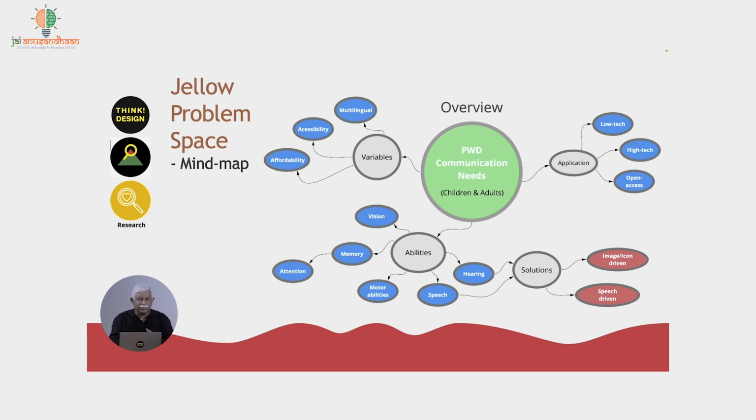Okay, and then we looked at human abilities: vision, issues with vision, memory, attention spans, your ability in terms of your sensories, that means your motor abilities, speech and hearing. And if you look at it, speech and hearing is something that we've taken forward in terms of a solution. And the solution seems to be driven by images and icons, which kind of creates the speech. Okay, and the applications are both low-tech, high-tech, and also open access. That means the codes are available for others to use and develop.